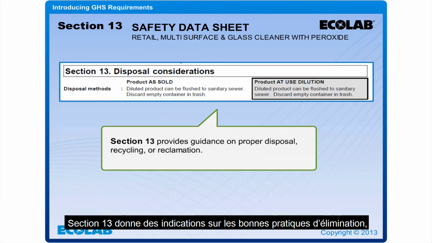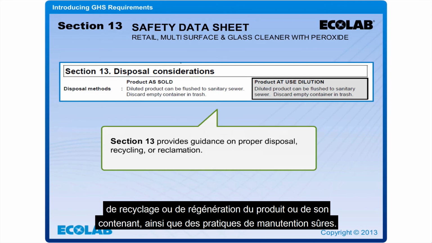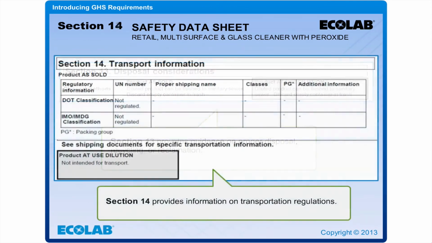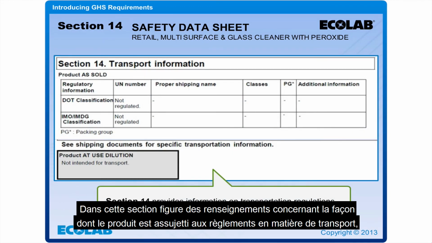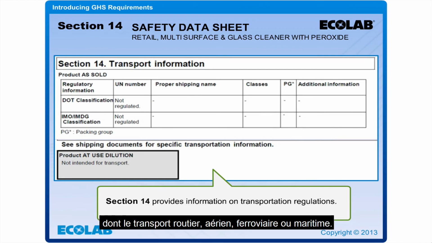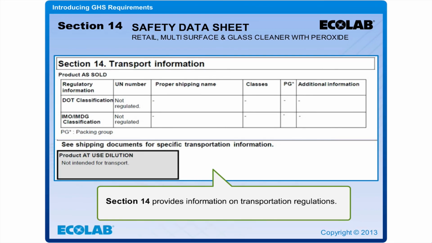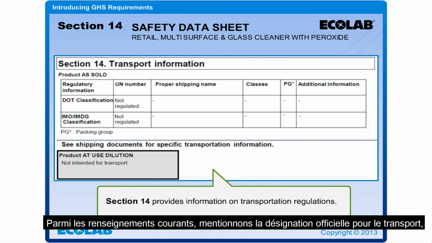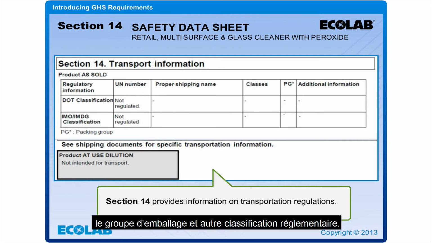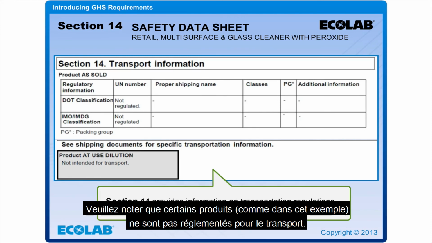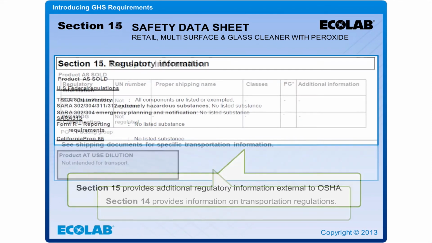Section 13 provides guidance on proper disposal practices, recycling or reclamation of the product or its container, along with safe handling practices. This section provides information on how the product is regulated in transportation, such as by road, air, rail, or sea. Common information includes proper shipping name, packaging group, and other regulatory classification. Note that some products, such as this example, are not regulated in transportation.